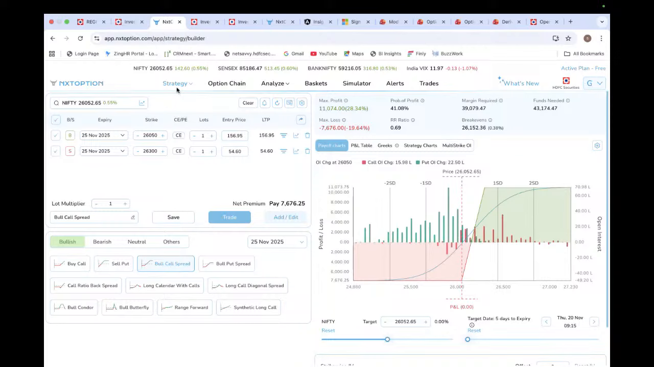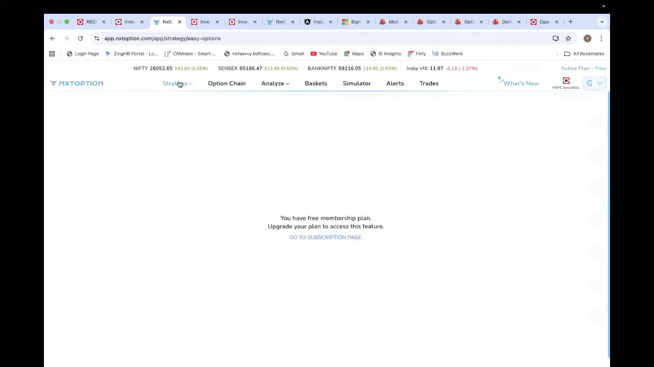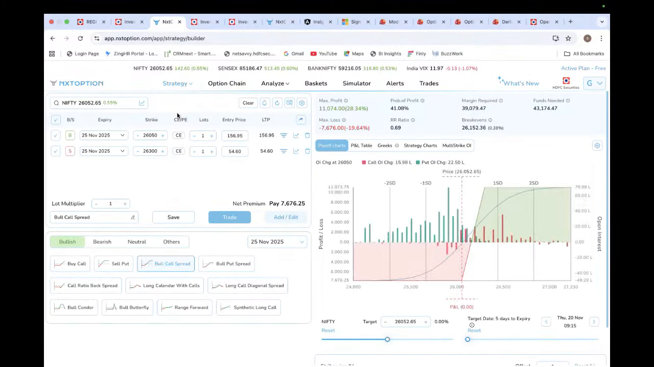We also have something called easy options. Easy options is where you can answer simple questions, like where do you see Nifty going in the next 7 days. Based on that, if you just answer those questions, the system will give you a strategy based on your view. So you don't even need to understand the names of the strategies. Easy options is built for very, very beginners in the market.